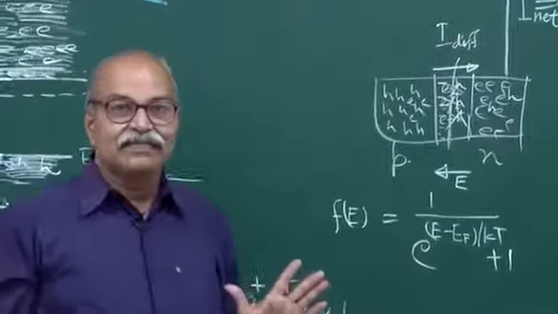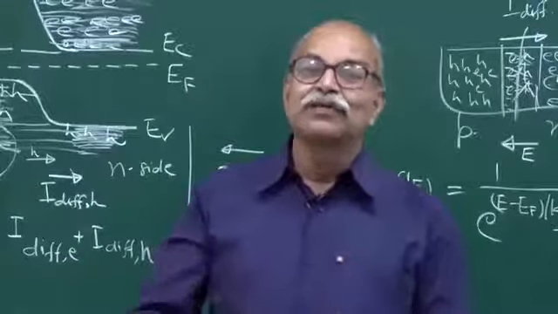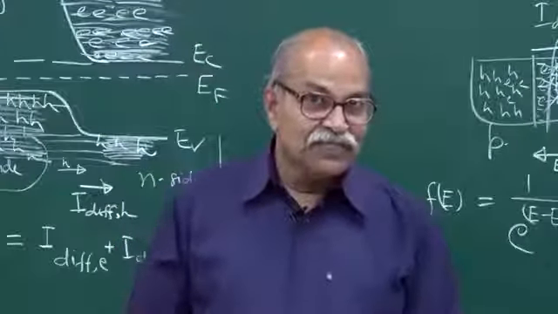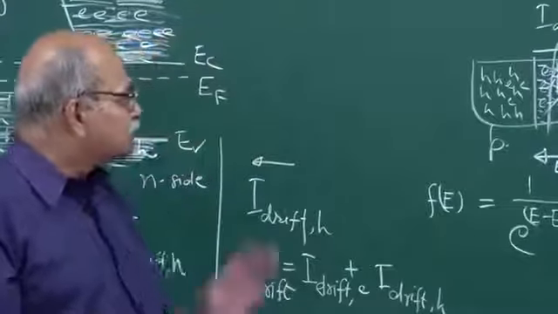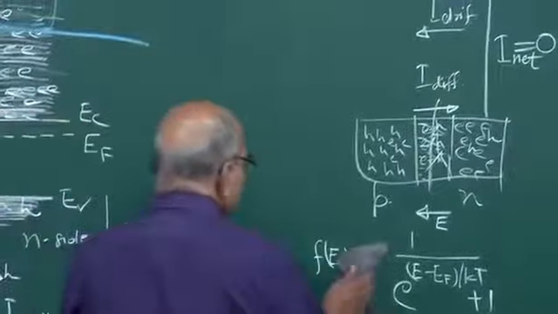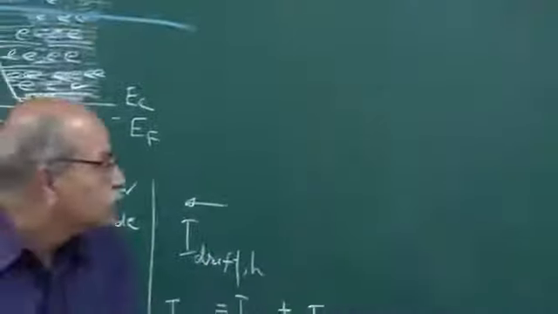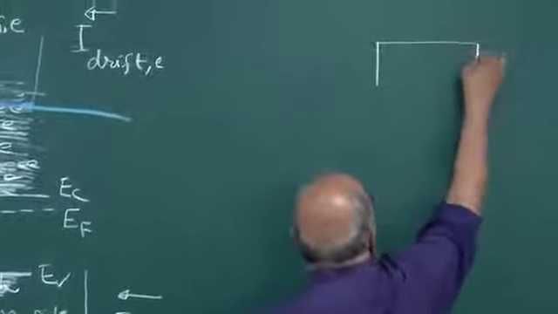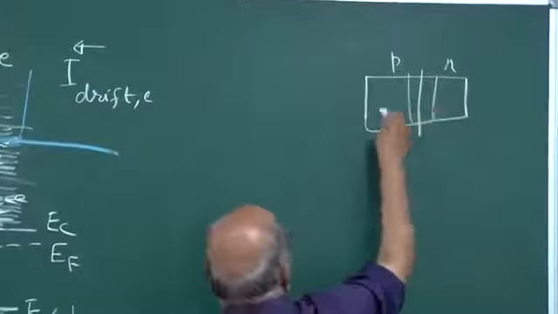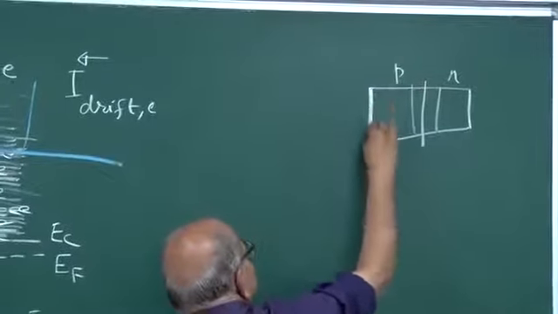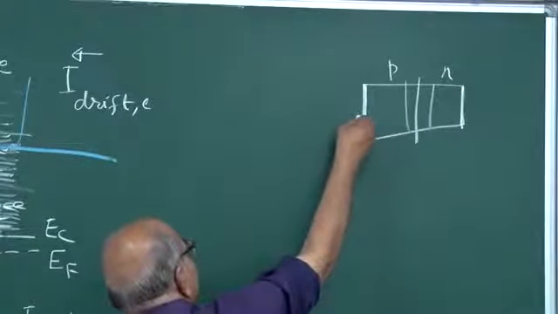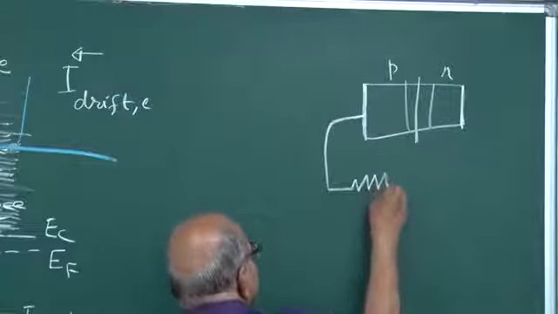Next, the task is to connect this PN junction to some kind of external circuit. After all, this is made to make use of. So let us try to make a very simple circuit diagram here. Let me connect my PN junction. Here is a metallic contact, remember. Now this is important, we are going to connect it to the external world. So this is the metallic contact, and let us take a resistance and then a cell.